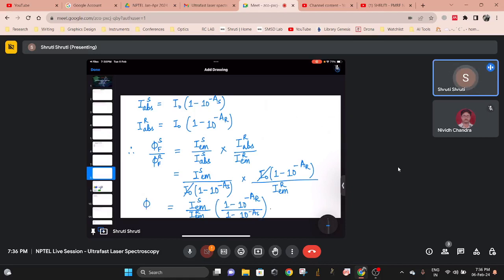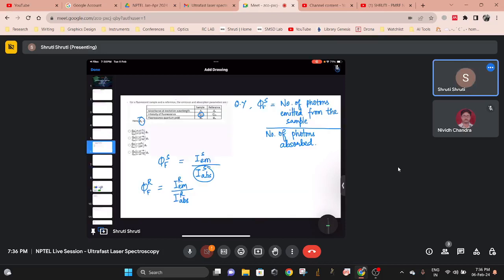So you can have the quantum yield of the sample, into this factor, into the quantum yield of the reference. So this will be the final expression. Okay, let's see. So we have on the numerator, so I think the answer is D.